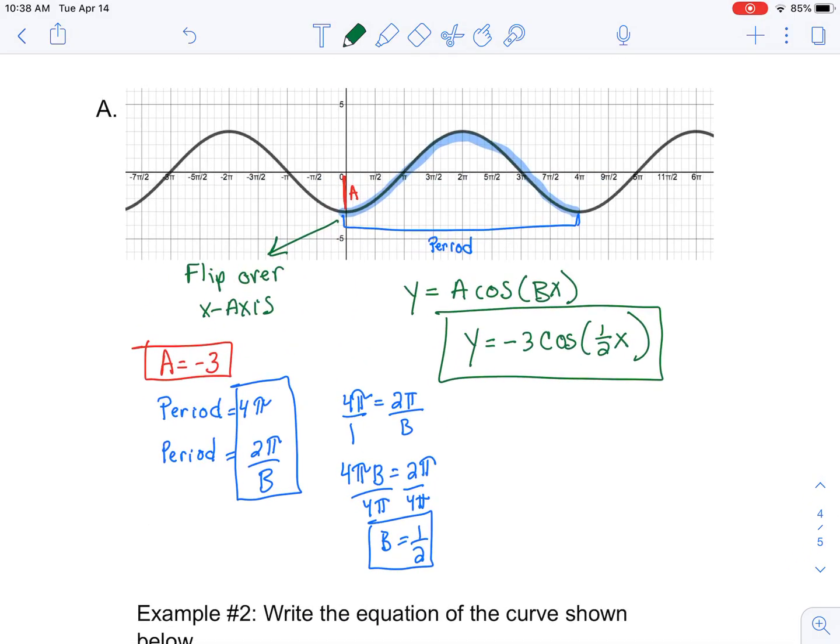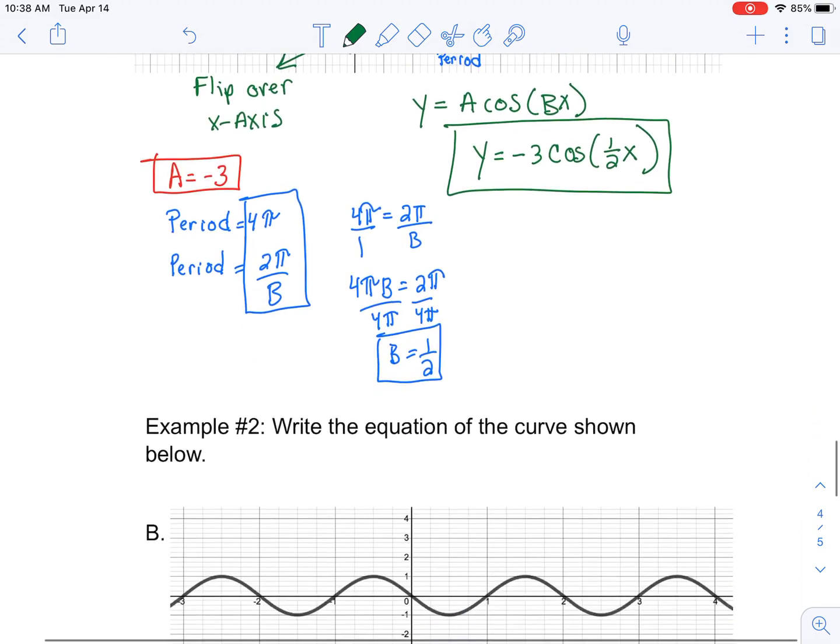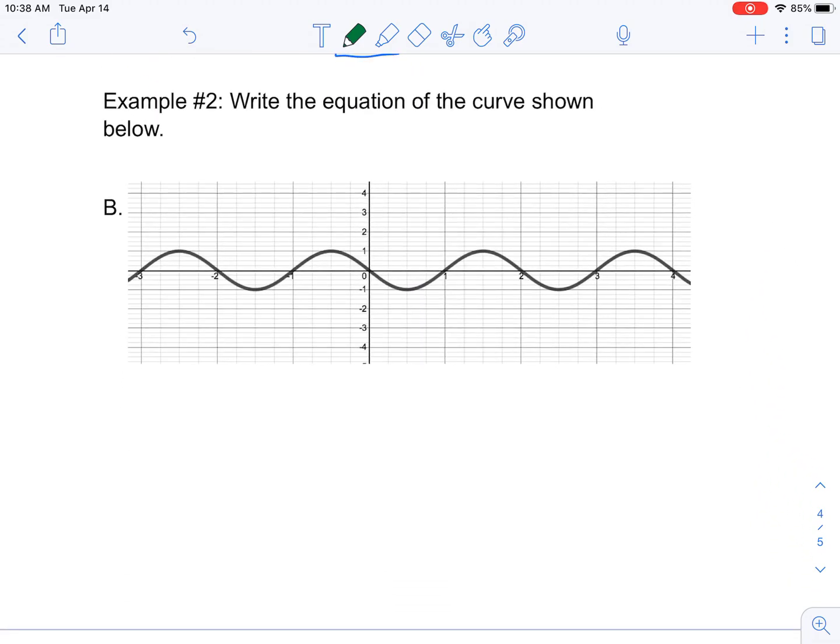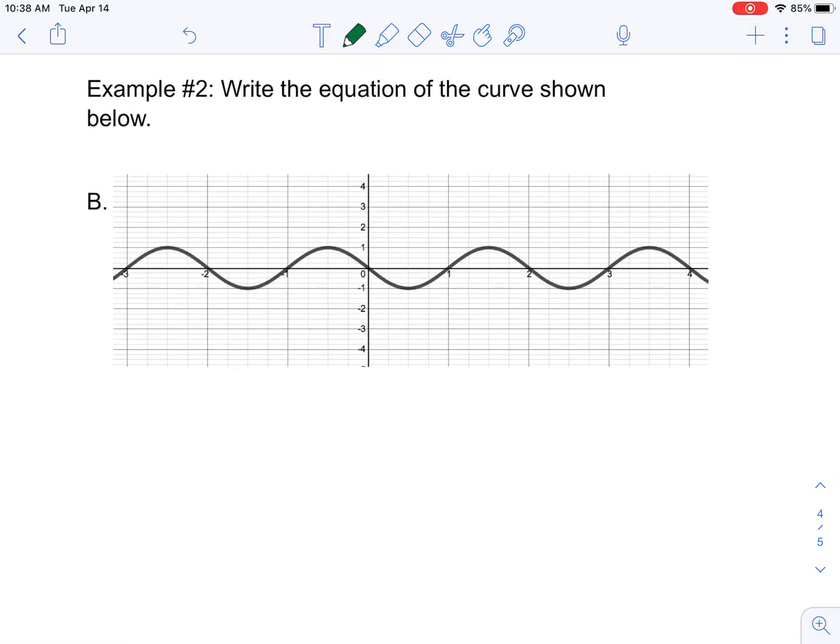I'm now going to do the next one. This is our last example. Once again, we want to decide, is this a sine or a cosine? If I look at this curve, it starts at 0, at the origin. And here would be one cycle of my curve. So that is one period. Since it starts at the origin, I know that I'm going to be writing an equation for sine. So it's going to be y is equal to a sine b of x.